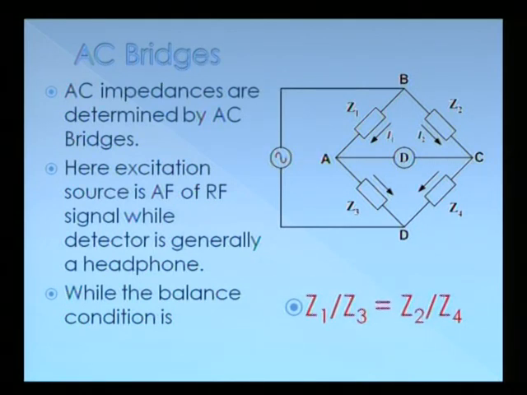The balance conditions are also almost the same, the only thing is that resistance is replaced by reactance or impedance. That is, the condition is Z1 upon Z3, that is the ratio of the impedances, is equal to the second ratio of the impedances Z2 upon Z4. Now this particular condition defines the null condition, where there is no AC signal passing through the intermediate detector, and in this condition we can say that the bridge is balanced.